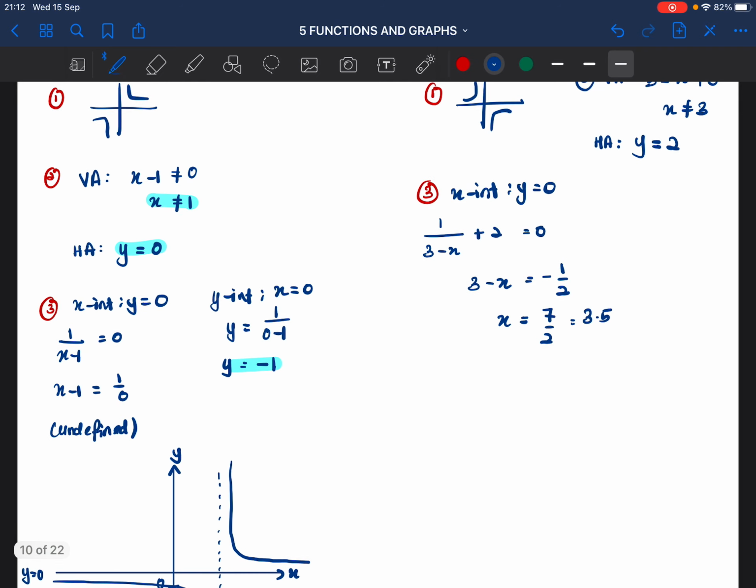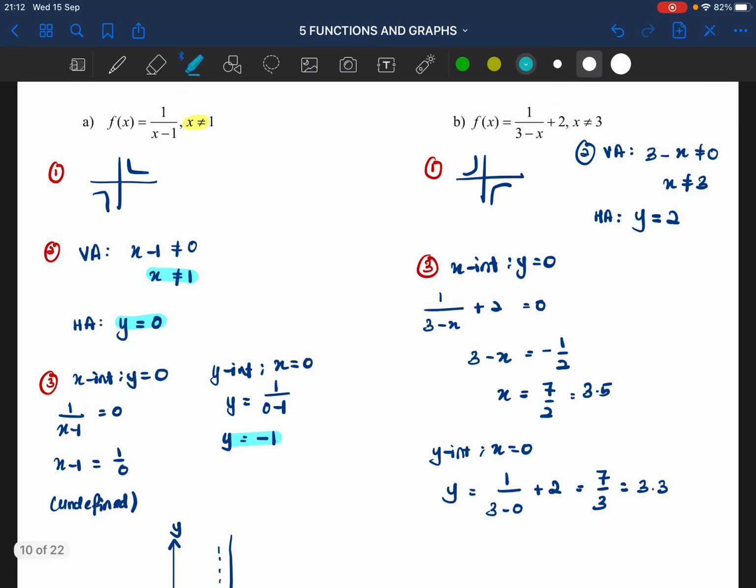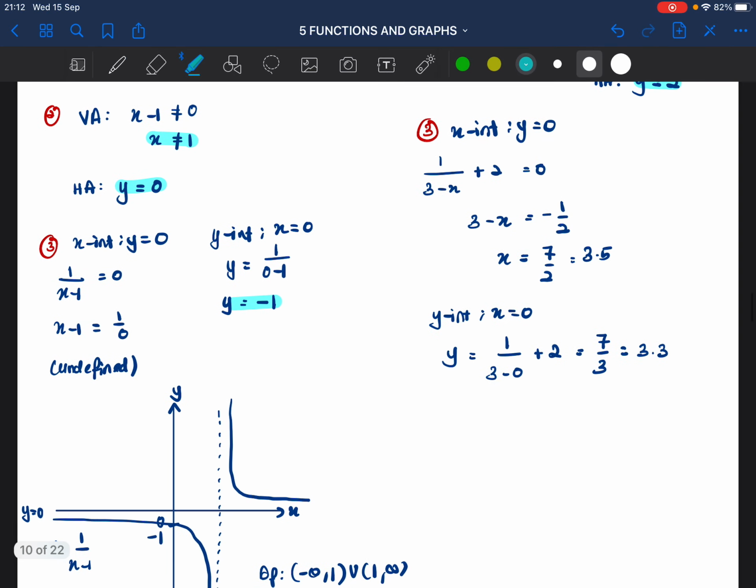Okay. And then our y-intercept is when x equals to 0. So we will have y equals to 1 over 3 minus 0 plus 2, which is we have 7 over 3. So tekan kalkulator kamu, kita akan dapat 3.3. Okay. So we have everything that we want. We have the vertical asymptote, we have the horizontal asymptote. We also have our x-intercept and our y-intercept.